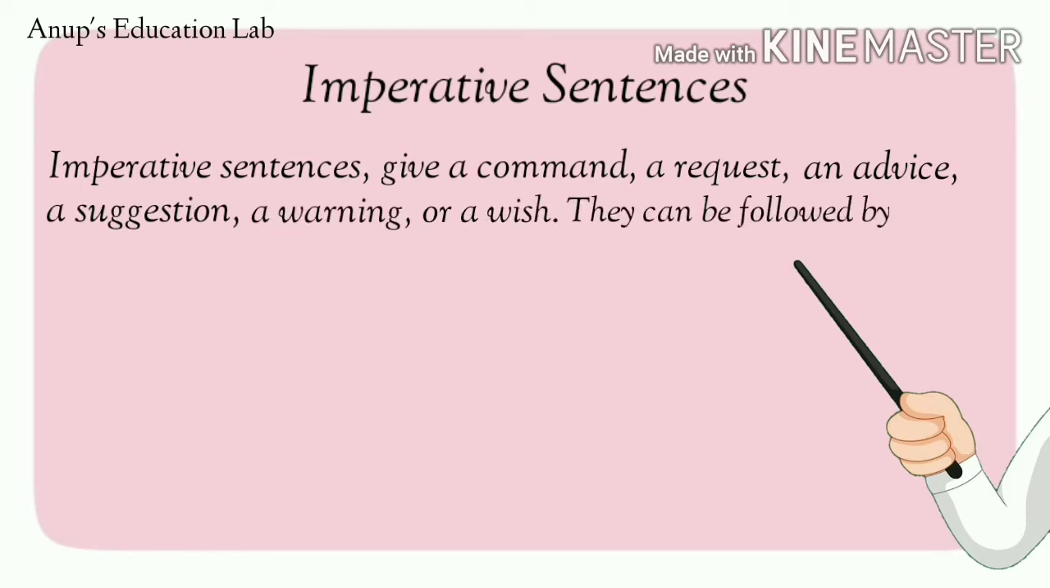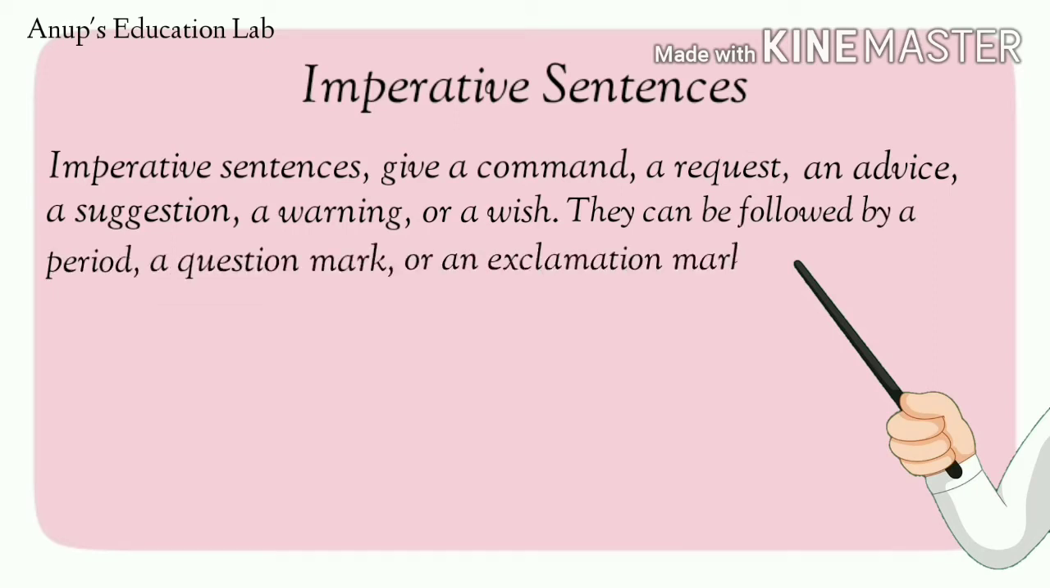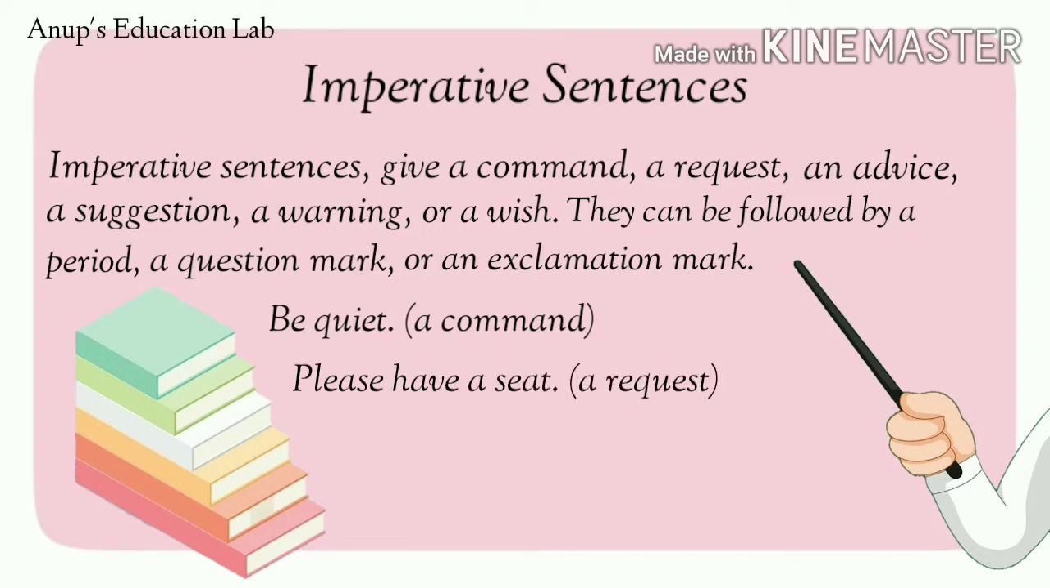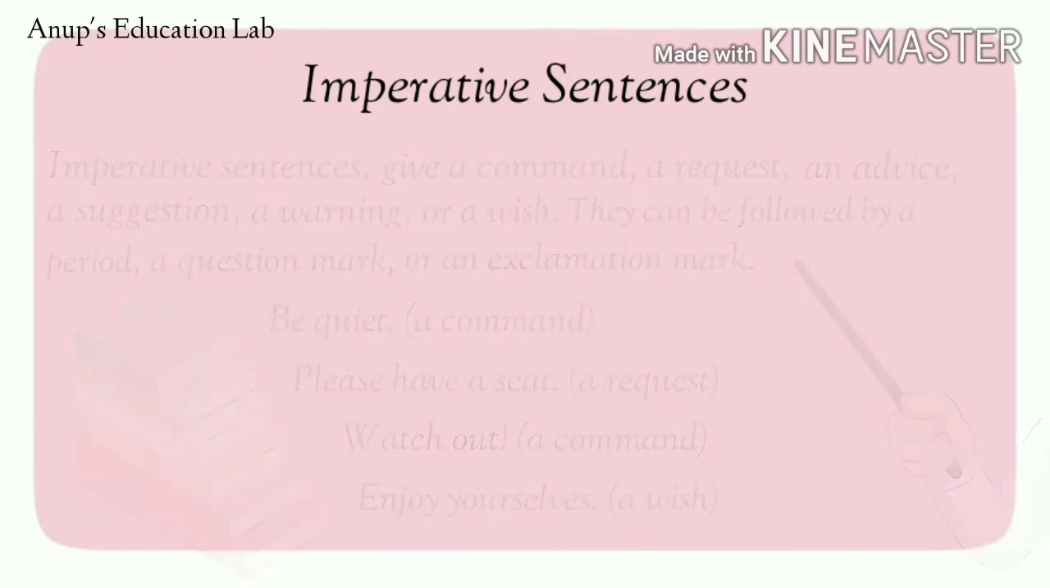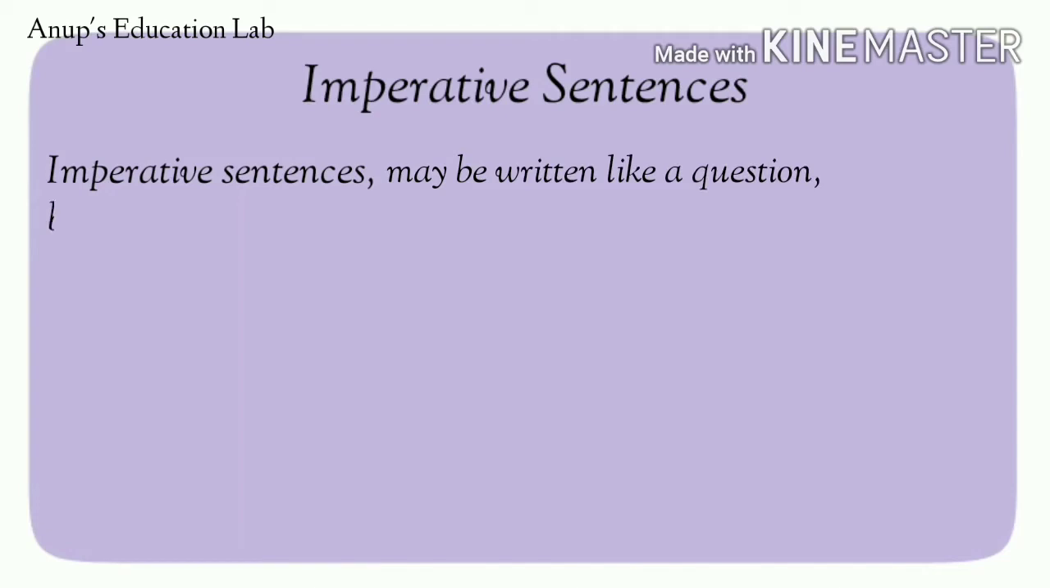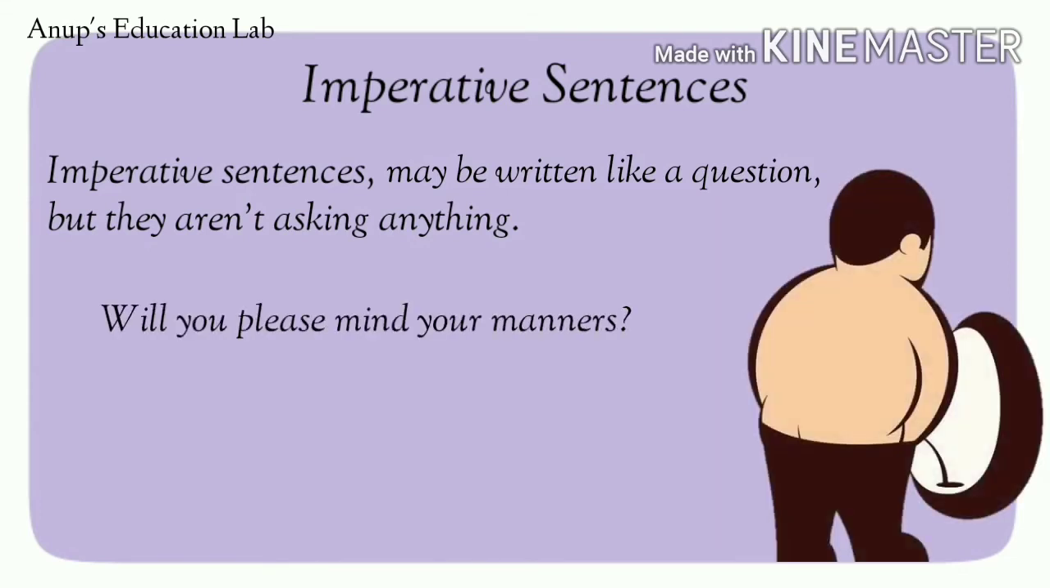They can be followed by a period, a question mark, or an exclamation mark. Let us see a few examples. Be quiet. Please have a seat. Watch out. Enjoy yourselves. Imperative sentences may be written like a question, but they aren't asking anything. Example: Will you please mind your manners?